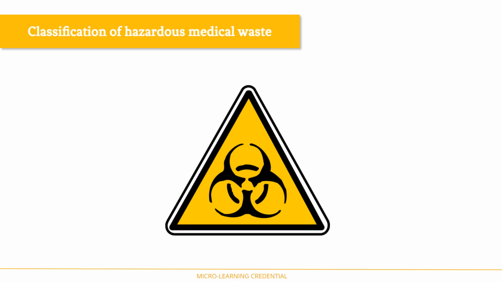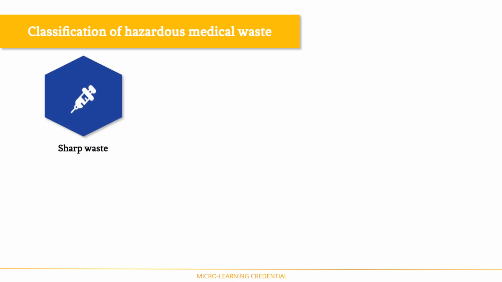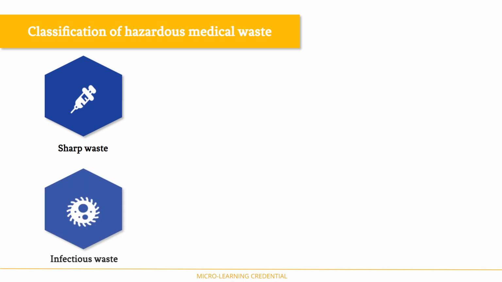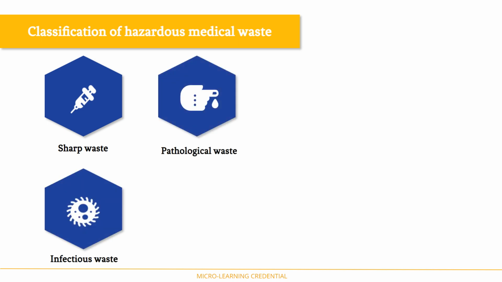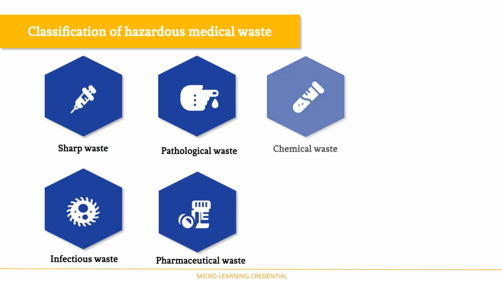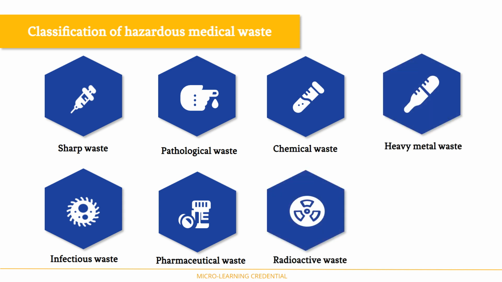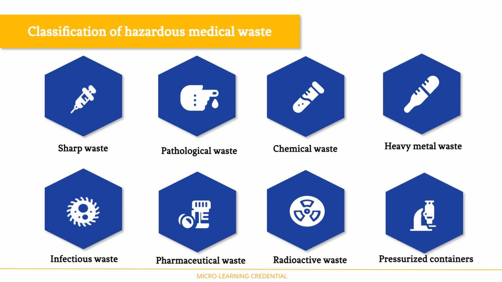Hazardous healthcare waste can be classified into the following categories: sharp waste, infectious waste, pathological waste, pharmaceutical waste, including genotoxic waste, chemical waste, radioactive waste, waste with high content of heavy metals, and, lastly, pressurized containers. Let's understand these one by one.